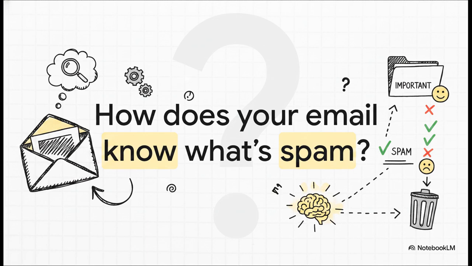All right, let's start with something we all deal with, right? Your email inbox. How on earth does it know that an email about some once-in-a-lifetime deal is total junk, but a message from your friend is actually important? It's not magic, of course. It's a really clever prediction engine. But the real question is, how does it learn to get so good at it?